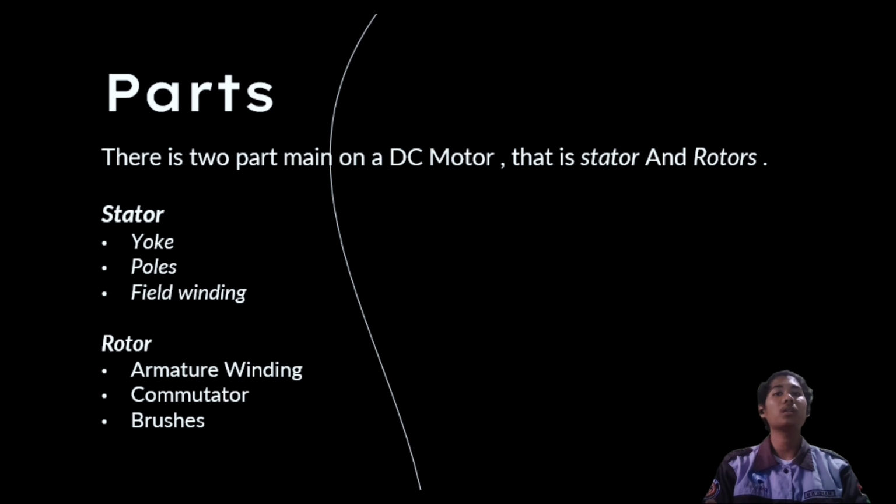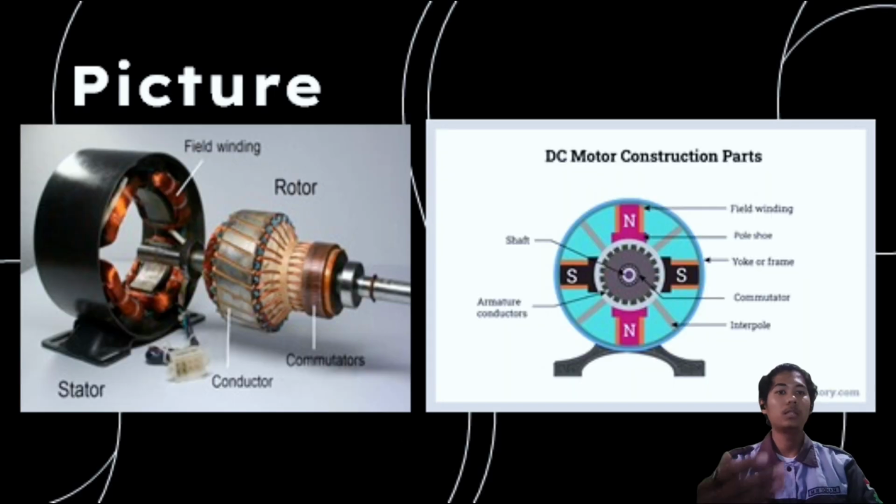Commutator. Commutator is a component that transfers current energy to the armature winding. Brushes. This component is located next to the commutator. The brush is an electromagnetic component made from graphite or carbon. The main function of the brush is to flow current to the rotor. This is the picture of the parts.